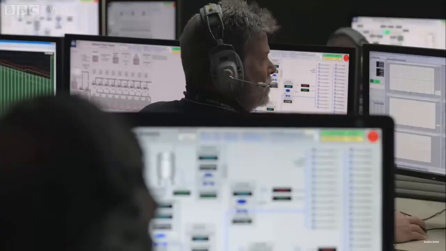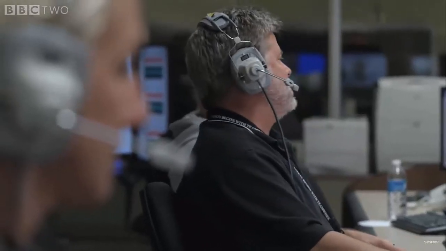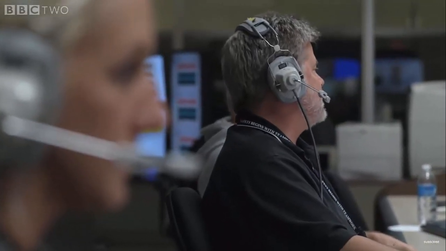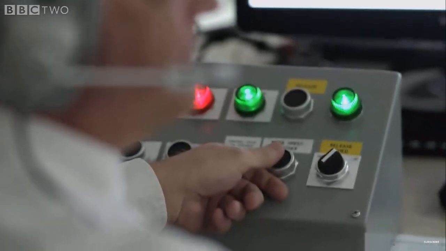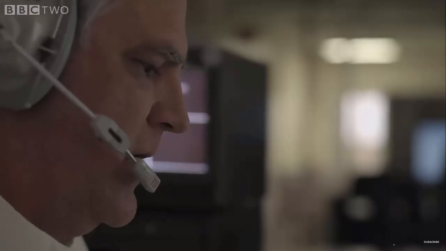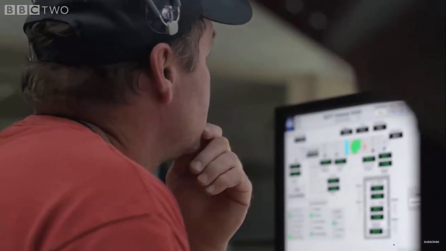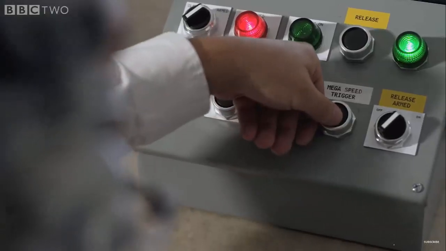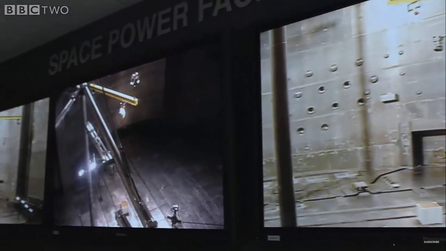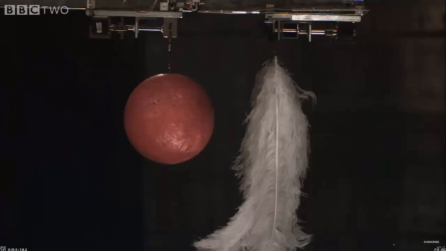6104 manual, 10% open. Station 1, go for drop. PCB 30-1, pressure set point at 240 psi. We are go for drop. 10, 9, 8, 7, 6, 5, 4. Cameras on. 2, 1. Release.